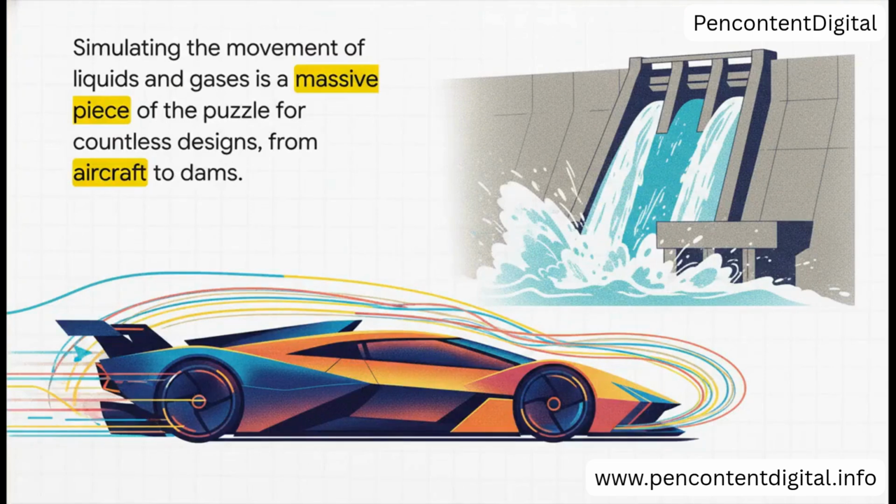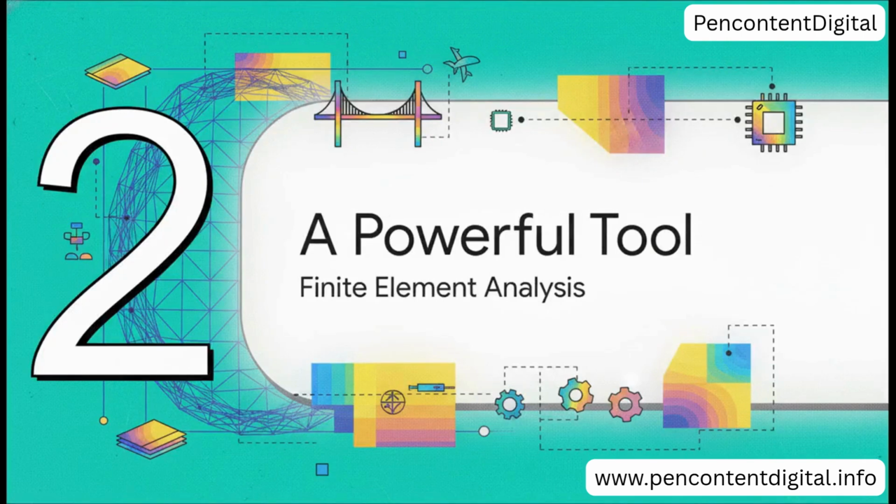And of course, you can't forget the power of fluid flow. Whether it's the air rushing over a race car to stick it to the track, or water surging through a massive dam, trying to simulate how liquids and gases move is a giant piece of the puzzle for so many designs. So, how on earth do engineers tackle all this mind-bending complexity? I mean, they can't just build 1,000 different prototypes, right? Instead, they turn to this brilliant method called Finite Element Analysis, or as you'll usually hear it, FEA.